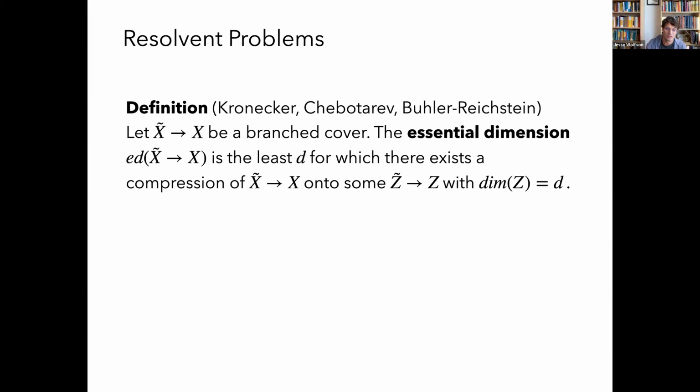The measure of complexity is called essential dimension. That's Buhler and Reichstein's term. It says that if you have some branched cover, then its essential dimension is the least d such that there exists a compression of that branch cover onto something d-dimensional. Chebotarev had called this the true transcendence degree, and he was thinking in terms of field theory. I like geometry and topology, so I'll think in terms of varieties or birational geometry, and adopt Buhler and Reichstein's language.